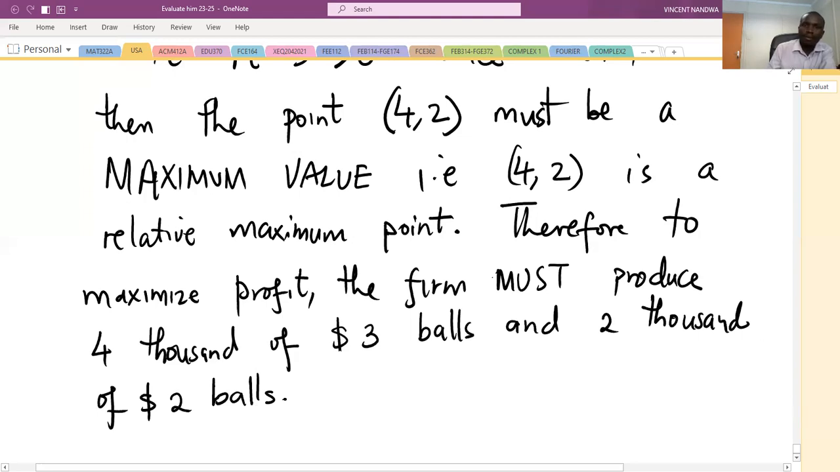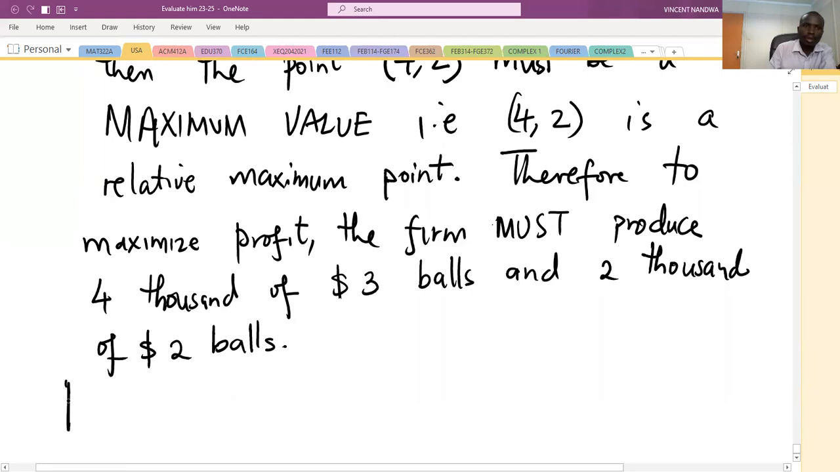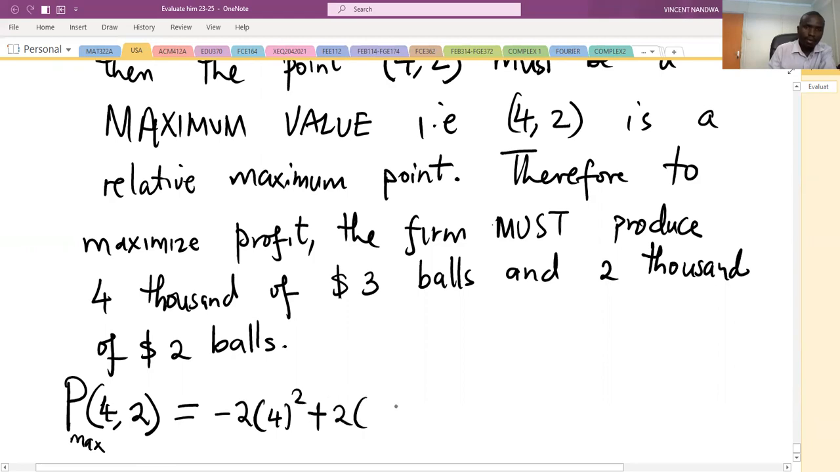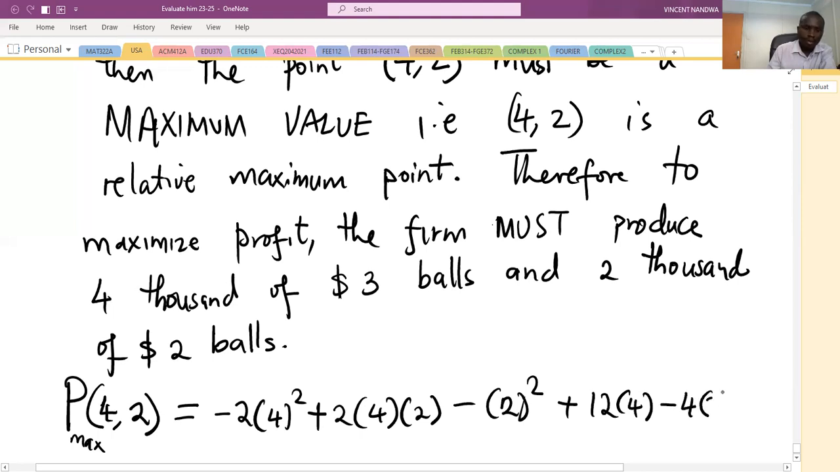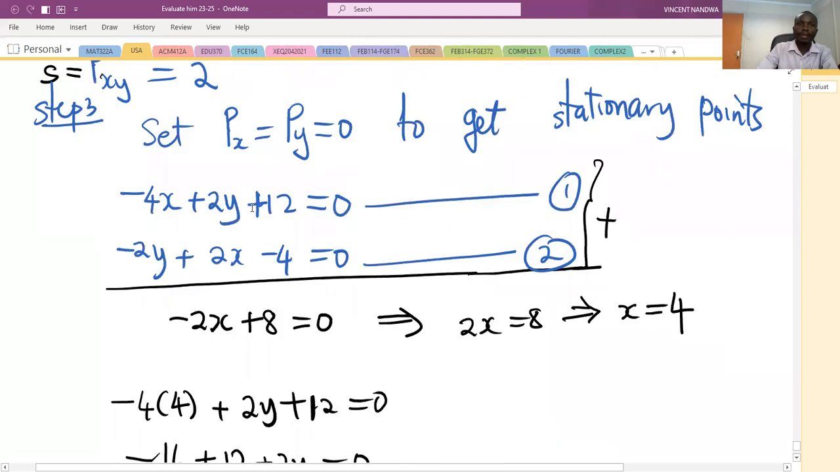And the specific maximum profit, so P max, will be given by replacing x with 4 and y with 2 into the profit function, which will be minus 2 times 4 squared, and then plus 2 times 4 times 2, and then minus 2 squared plus 12 times 4, and then minus 4 times 2, and then minus 7. I'm simply replacing x with 4 and y with 2 in the profit function that we obtained here.